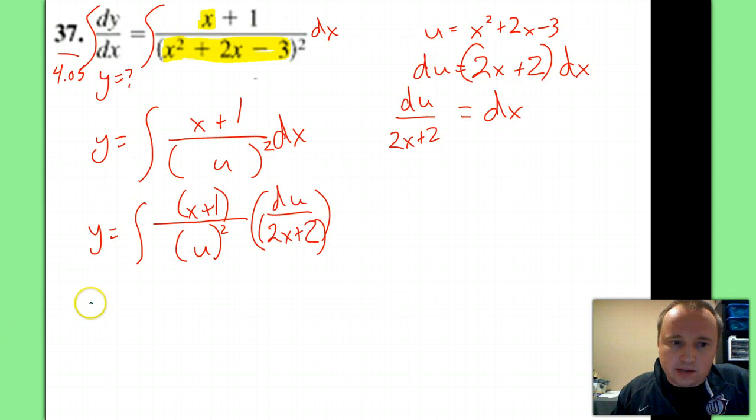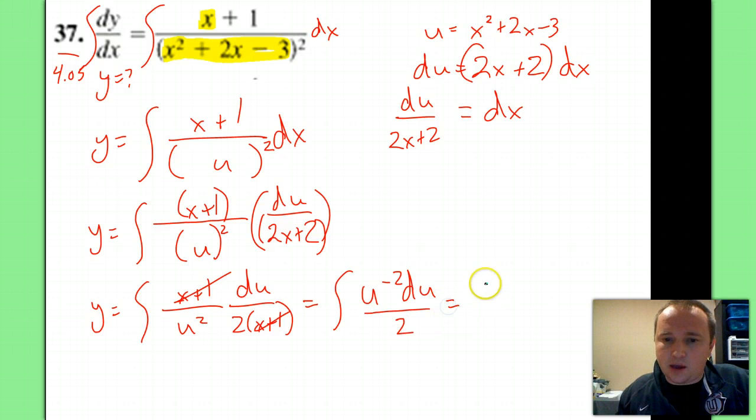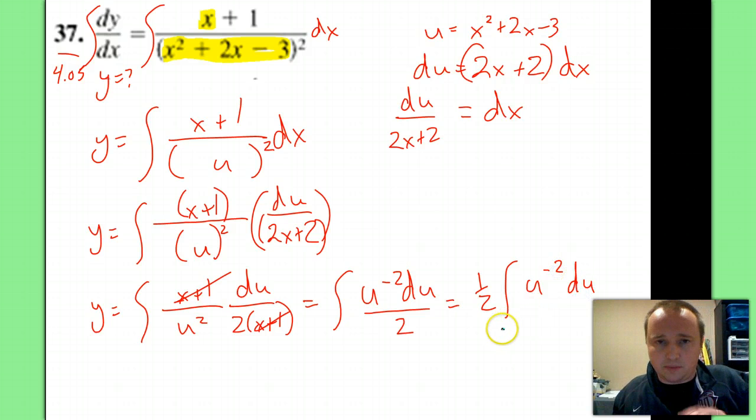And so one of the ways to do that is factor. 2 times x plus 1. Right? Because if I factor a 2 out of that, my x plus 1s go away, and I now have the antiderivative of u to the negative 2 du all over 2. I don't like writing it that way. I would write it as 1/2 of the antiderivative of u to the negative 2 du. Now I'm dealing with something that's pretty consistent.